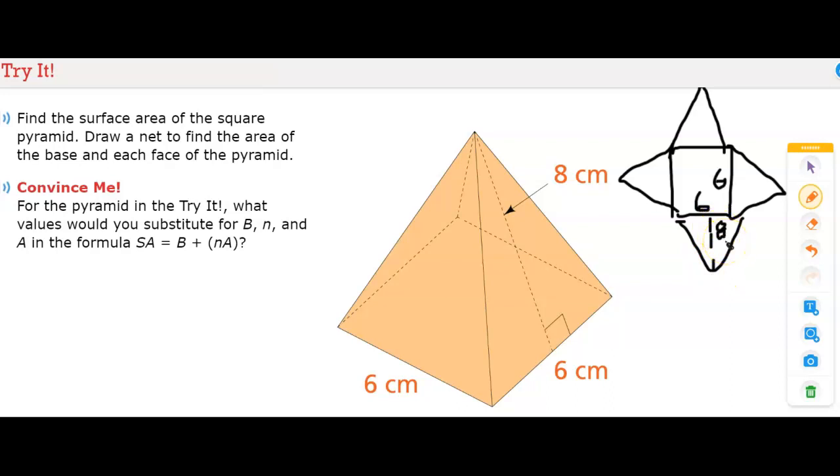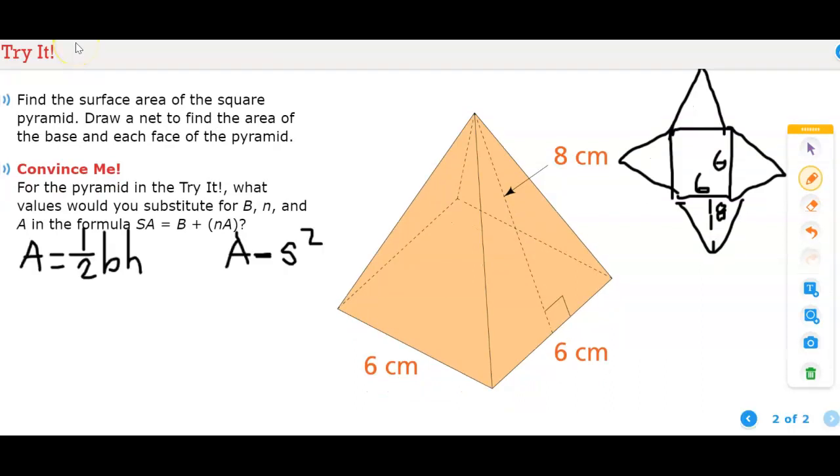So now we need to find the surface area of the square pyramid. So we need to find the area of the triangle. I have written down the formula for a triangle, which is the area is equal to half times base times height. So for the triangle, we know that the base of the triangle is 6. We know the height of the triangle is the 8. And then we have to multiply 1/2.